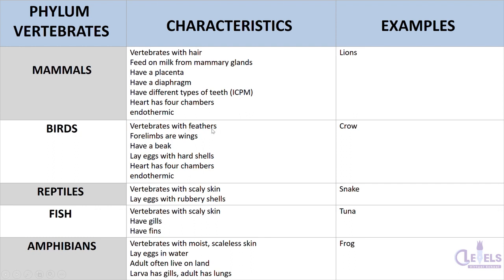They have feathers, they have wings as forelimbs, they have a beak, they lay eggs with hard shells, and their heart also has 4 chambers and they're also warm-blooded or endothermic.